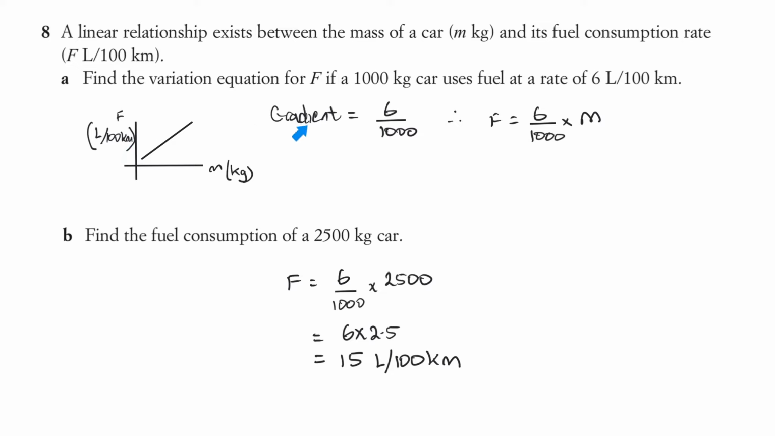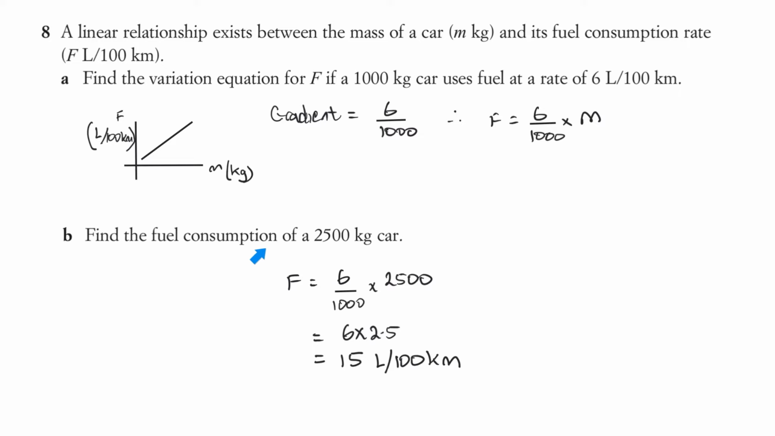So we're looking for the gradient. Now the gradient is the rise over the run. The rise is 6 litres per 100 kilometres, so at the y-axis it's 6. And we know the run is 1,000 kilograms. So the gradient's going to be the rise, which is 6 divided by 1,000. Therefore, F is equal to 6 over 1,000 times M.